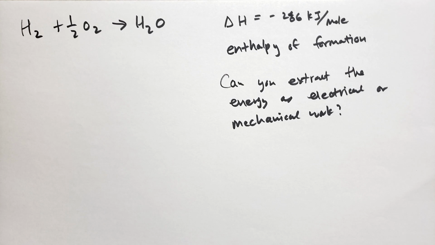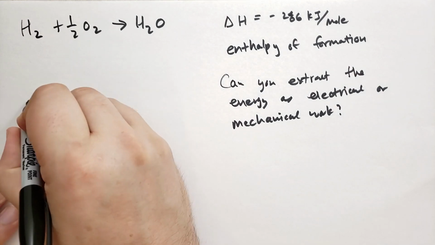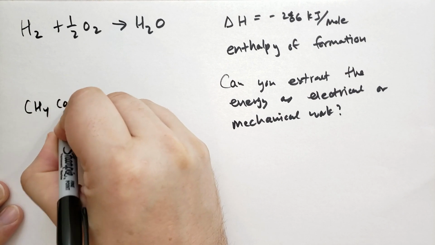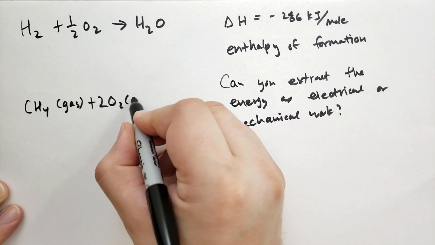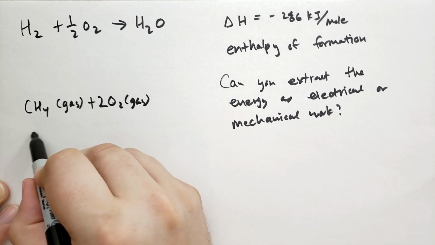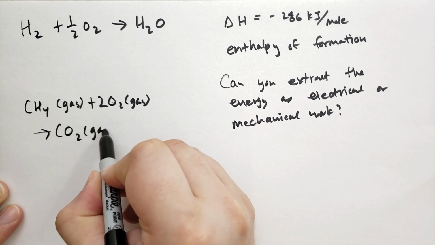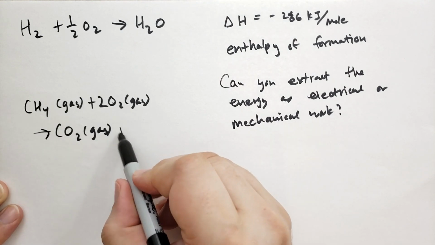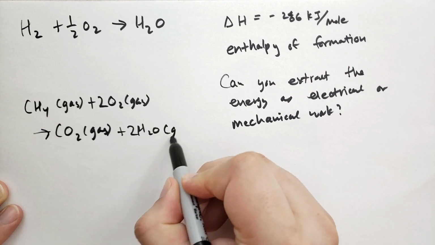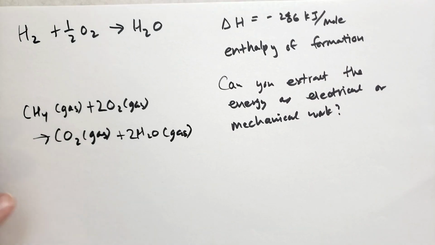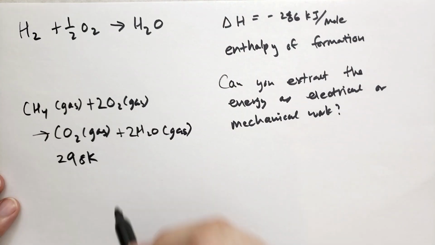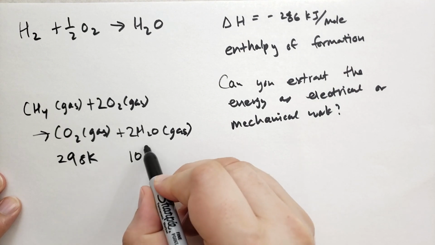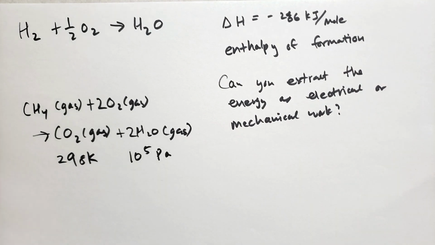Problem 150 says we're going to burn methane gas. So we start with CH4 in gas form. And we're going to take 2 oxygens in gas form. And we are going to burn that into carbon dioxide, which is also a gas, and into 2 water molecules as a gas, okay? And we are doing this at 298 degrees Kelvin. And we have pressures at 10 to the 5 pascals. And we're going to maintain these temperatures before and after.